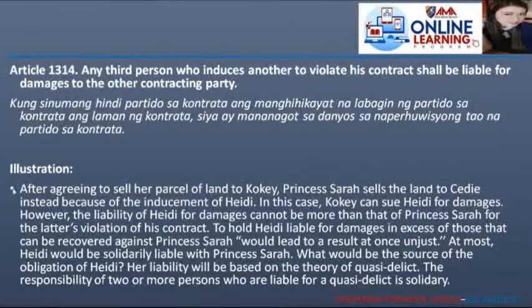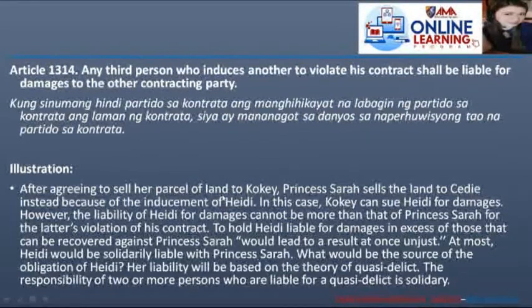Si third person. Example, after agreeing to sell her parcel of land to Koke, Princess Sarah sells the land to Sedi instead because of the inducement of Heidi. May previous agreement na class si Princess Sarah na ibebenta niya ang kanyang lupa kay Koke. Kaya lang, etong si Heidi, inimpluwensyahan niya si Princess Sarah na kay Sedi mo na lang ibenta. Okay? So, ganun nga nangyari. Naibenta ang lupa instead kay Sedi and not to Koke.